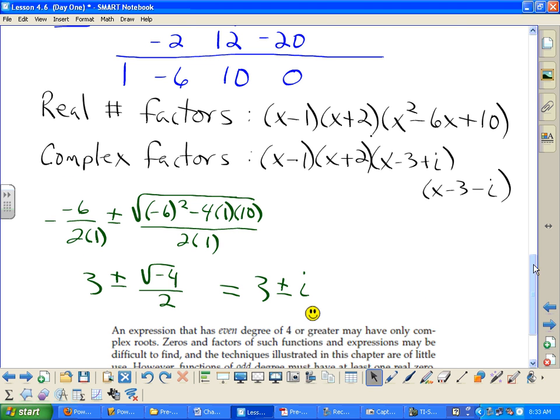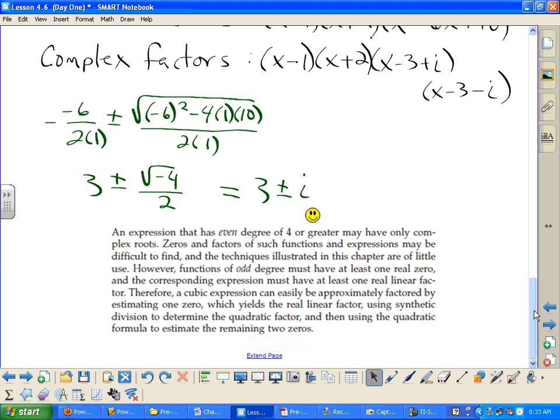All right, last little bit here. An expression that has even degree of 4 or greater may have only complex roots sometimes. Zeros and factors of such functions and expressions may be difficult to find, and the techniques illustrated in this chapter are of little use sometimes. However, functions of odd degree must have at least one real zero, and the corresponding expression must have at least one real linear factor. So therefore, a cubic expression can be approximately factored by estimating one zero, which yields the real linear factor. Using synthetic division, then we'll determine the quadratic factor. And then we can use quadratic formula.